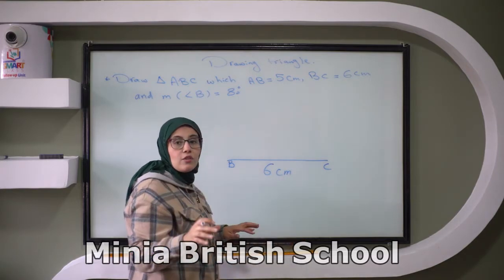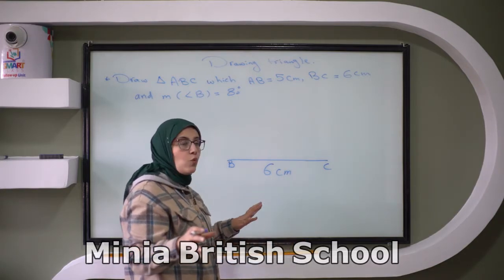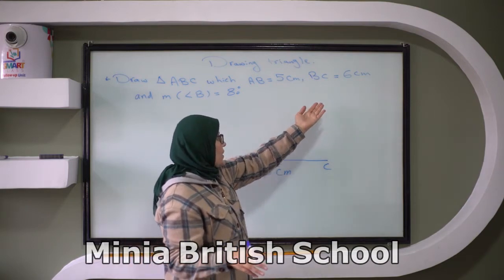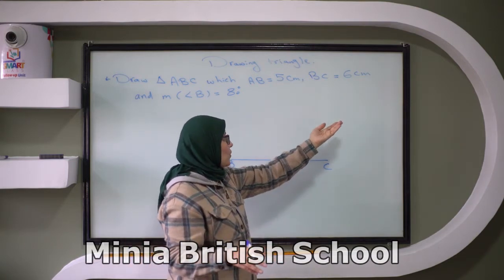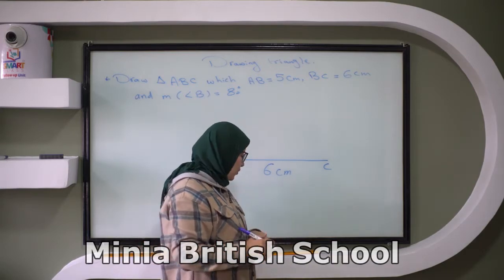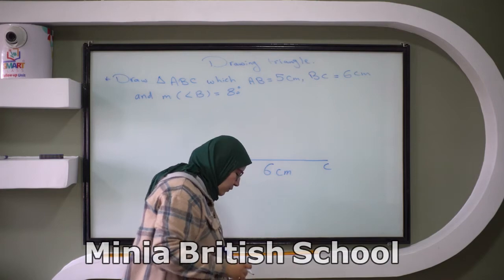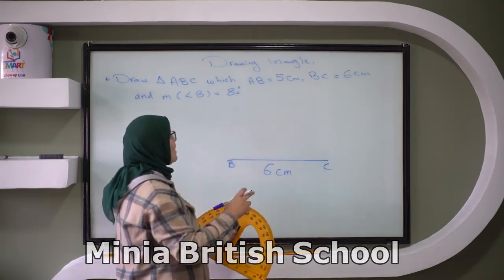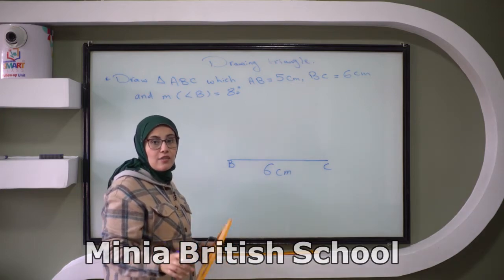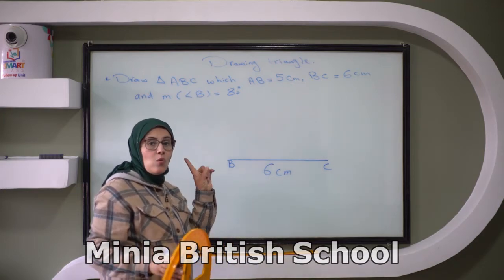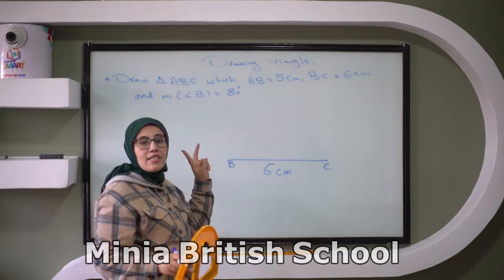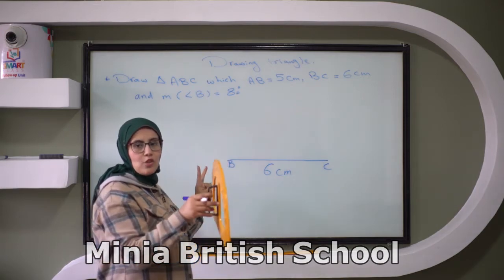You have to write all the information about what you are drawing. Here I draw BC, and BC equals what? 6 centimeters. I wrote 6 centimeters. What about the second step? The second step, I will measure the angle. So the first step, draw one side. Choose the longest side and draw it. The second step, measure the angle.